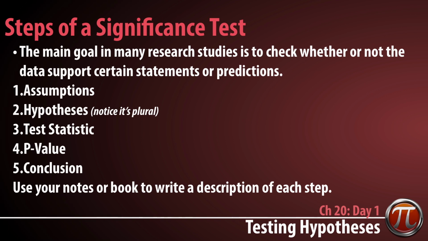We're going to have independence. We're going to have 10% and success or failure. And these are going to happen in exactly the same way as they did in the last chapter. So that's a good thing, right? Nothing new to learn there.